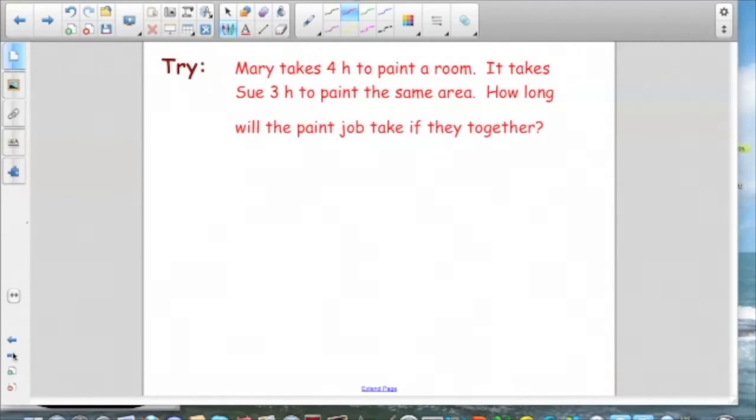All right, so let's try this question. So again, we're doing how long. So it's another time question, so let's set up a little table. We got Mary, and we have Sue, and we have them working together because they're going to be painting a room.